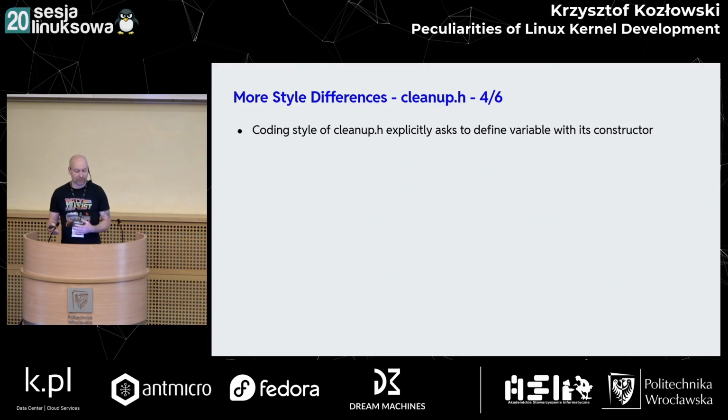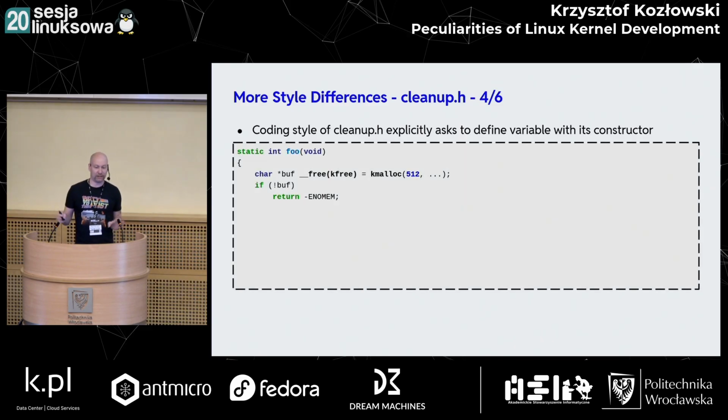And now the cleanup explicitly asks that the declaration of the variable must come with the constructor. So the moment you define this buffer, it has to be used with kmalloc, always. This is not a problem yet, right? So the code would look like this. There's a declaration, buffer, there's this weird thing, __free. This is this cleanup thingy. And there's a constructor, kmalloc. And we don't free the memory, there's no kfree, because it will be cleaned up when the buffer disappears.